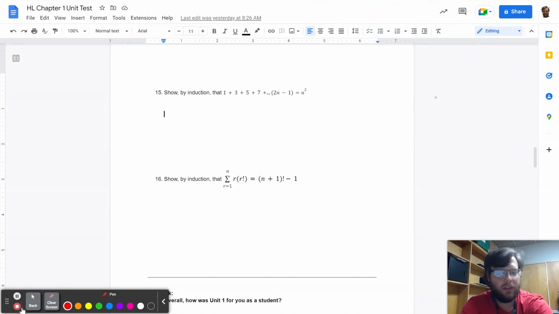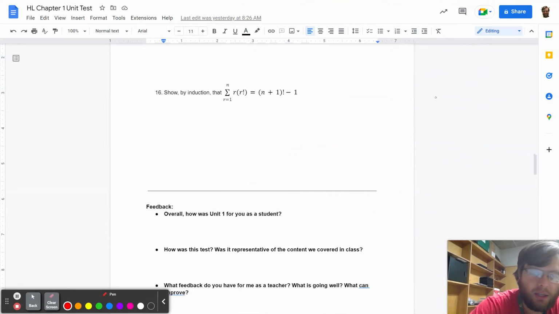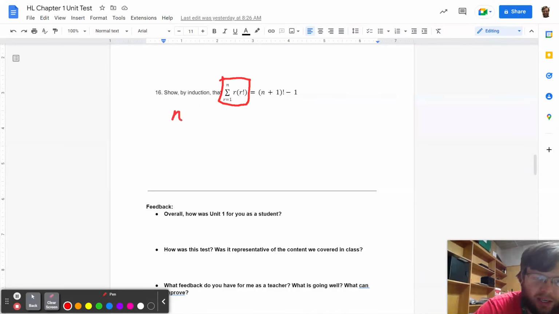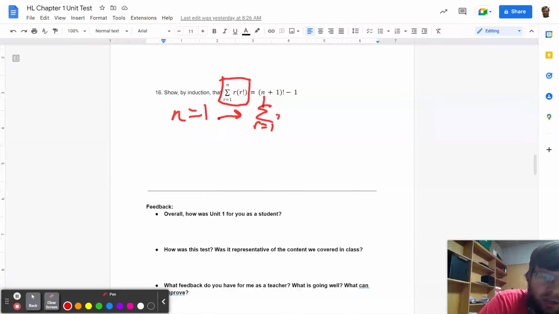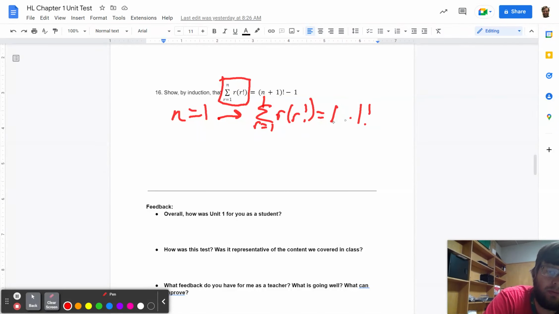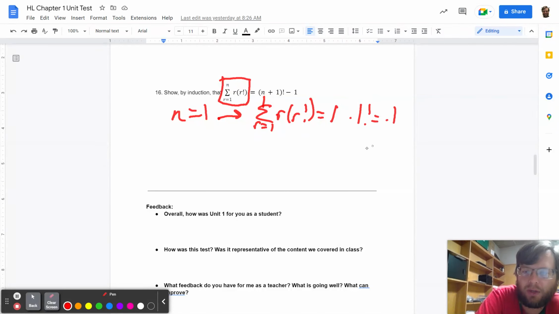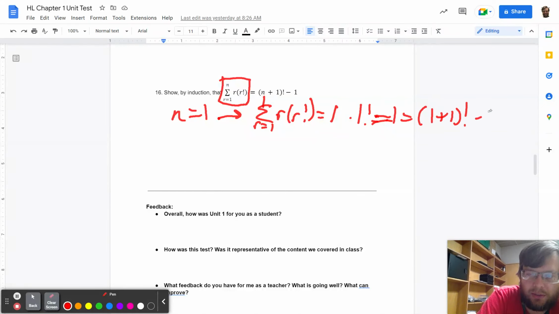Last one, number 16. A lot of people got tripped up by just sort of the notation here. Let's set n equal 1 first. Don't write r equals 1, write n equals 1. So what that means is we have the sum from r equals 1 to 1 of r times r factorial, which is really just a single term, 1 times 1 factorial, which is just equal to 1. The right side of the problem is 1 plus 1 factorial minus 1, which is also equal to 1, because this is 2 minus 1. So it checks out for the base case.